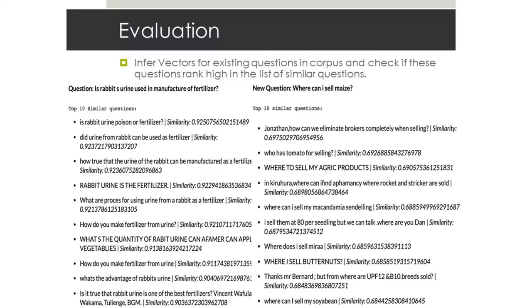But then the real test is, if I throw a new question at it, how is it going to actually relate to other documents? So I asked it a new question, where can I sell maize? And these are the best questions it came up with. You can tell from these that there's a lot of sell.